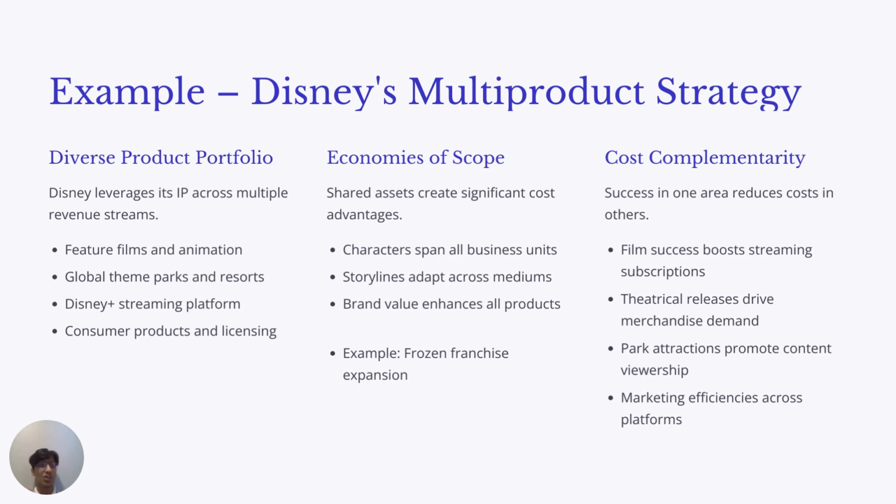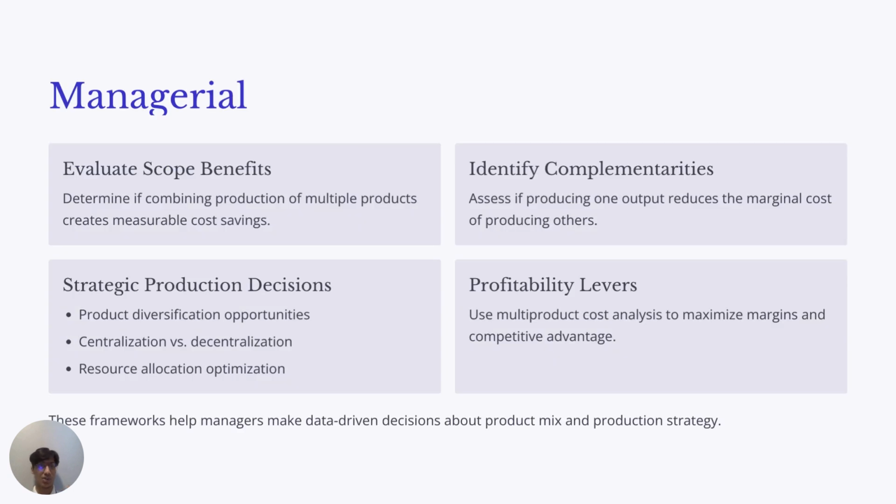Let's revisit Disney as a comprehensive case. Their Frozen movie, I'm sure everyone must have heard of it, wasn't just a film. It became a merchandise empire, a theme park ride, and a streaming asset. This is economies of scope in action, but it's also an example of cost complementarity. The success of the movie lowers the marketing cost for merchandise, boosts theme park attendance, and drives streaming subscriptions. By leveraging intellectual property across multiple platforms, Disney maximizes return on content creation while minimizing marginal cost.